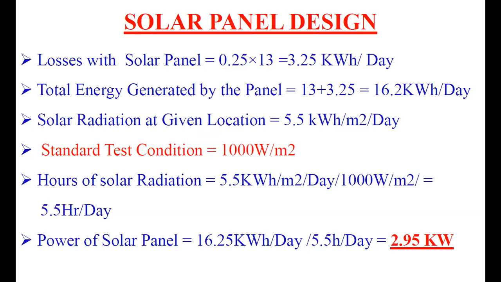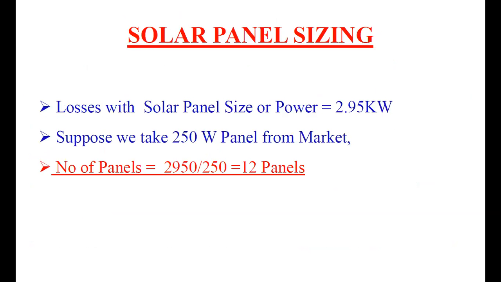So we are calculating, firstly, the power of the appliances connected in the home and the total energy consumption per day. From this data, we can select the ratings of the inverter, the ratings of the battery, and the ratings of the solar panel. So the solar panel rating we can calculate as 2.95 kW. Different power ratings of panels are available. Accordingly, you can select the panel.